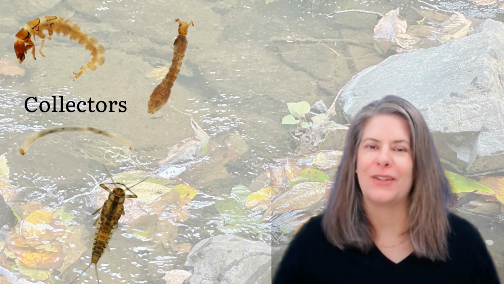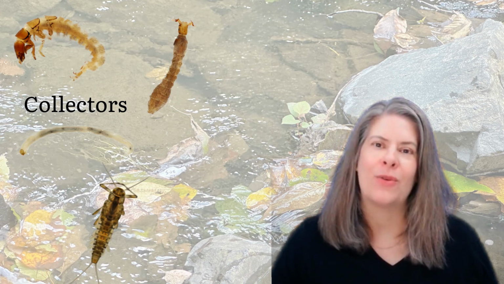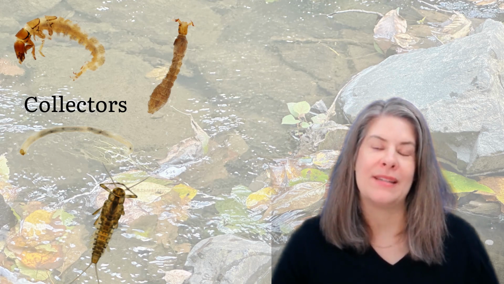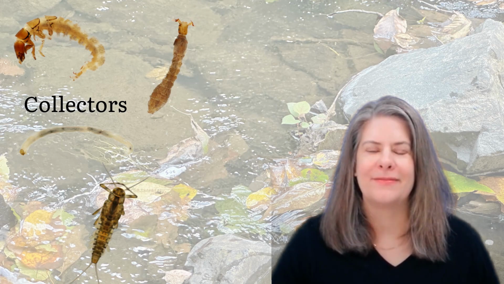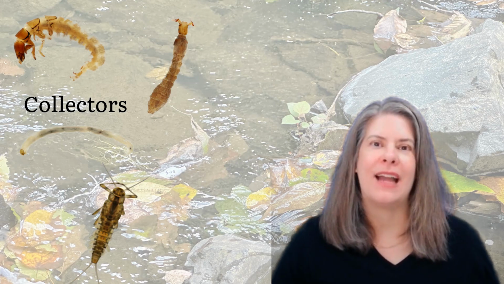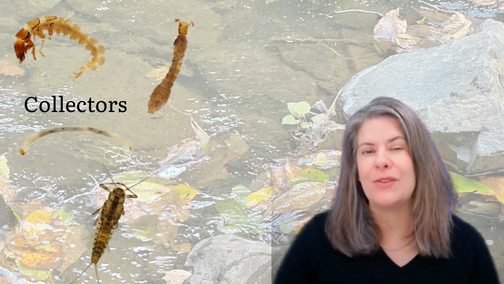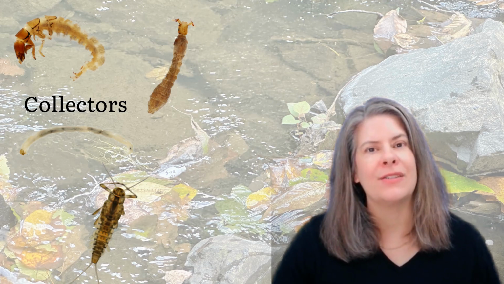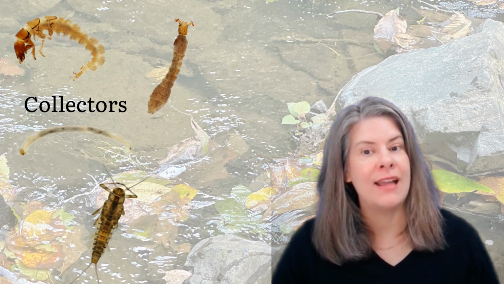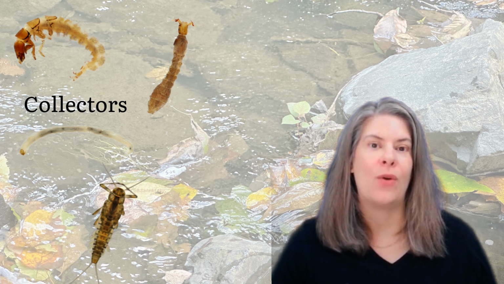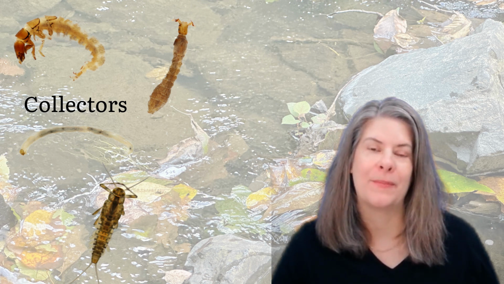So now the collectors are ready to do their jobs. These organisms act as the stream's natural filtration system. Through a couple of different methods of capturing and consuming fine particles of organic matter, collectors like mayflies and blackfly larvae help ensure the clarity and the quality of the stream's water.